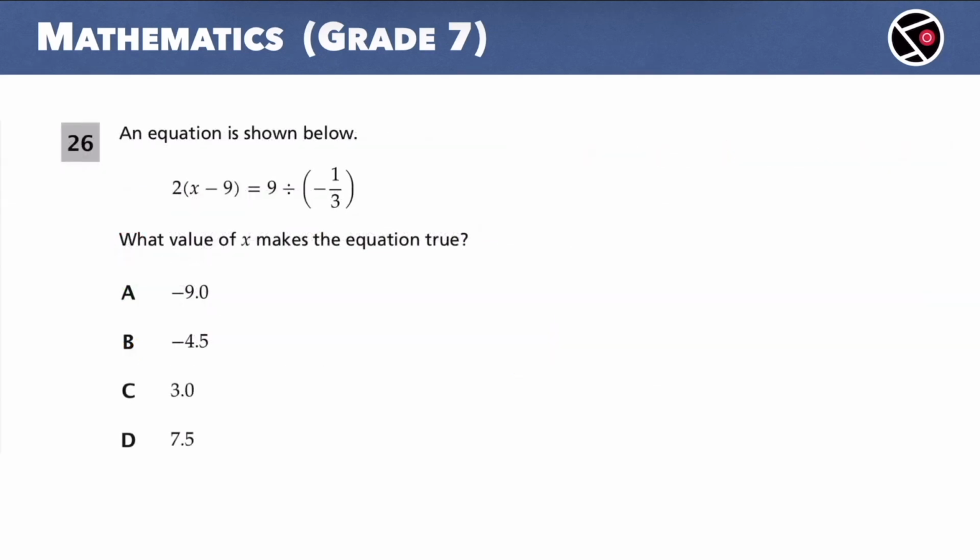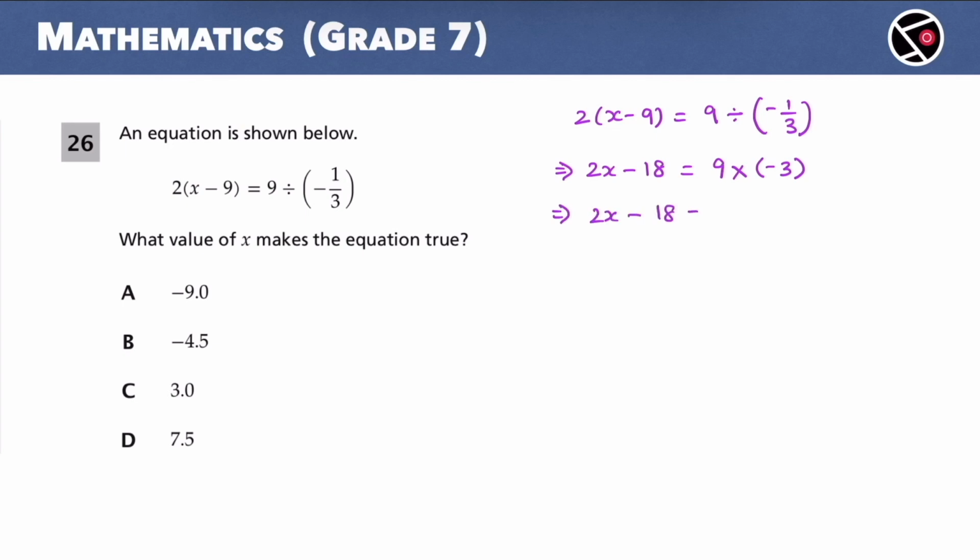Problem 26. An equation is shown below. What value of x makes the equation true? Let's solve the equation. We have 2x minus 9 equal to 9 divided by minus 1 by 3. This would be 2 times x minus 2 times 9, which is 18, equal to 9. We can change the division sign to multiplication by taking the reciprocal of the divisor. In this case, the reciprocal of minus 1 by 3 would be minus 3. We have 2x minus 18 equal to 9 3s are 27. We have minus 27.